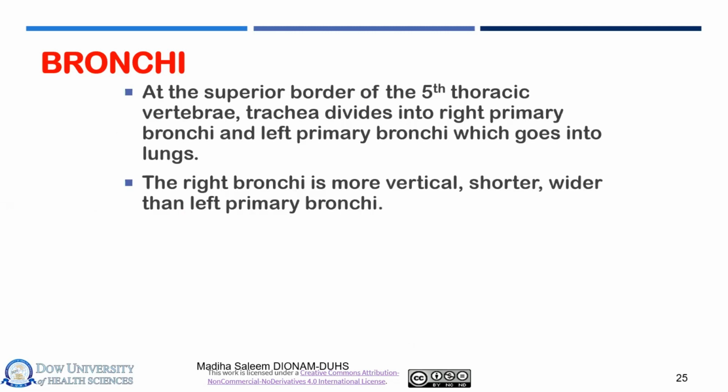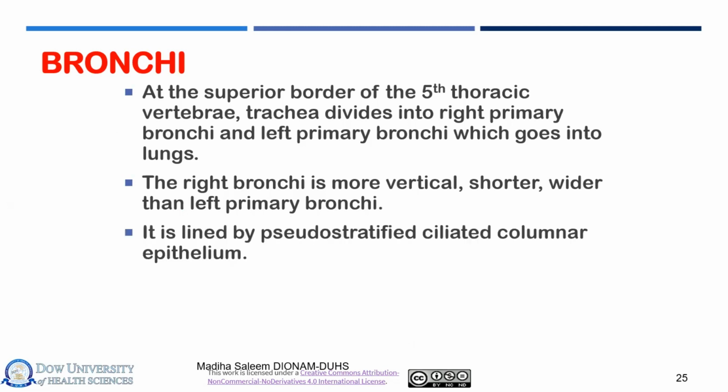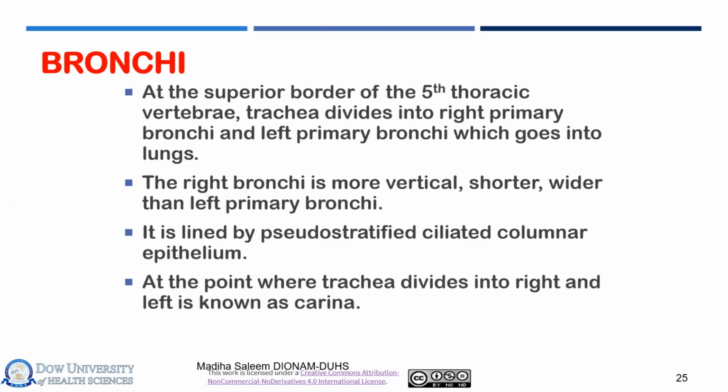Bronchi. At the superior border of the fifth thoracic vertebra, the trachea divides into the right primary bronchus and left primary bronchus, which go into the lungs. The right bronchus is more vertical, shorter, and wider than the left primary bronchus. It is lined by pseudostratified ciliated columnar epithelium. The point where the trachea divides into right and left is known as the carina.